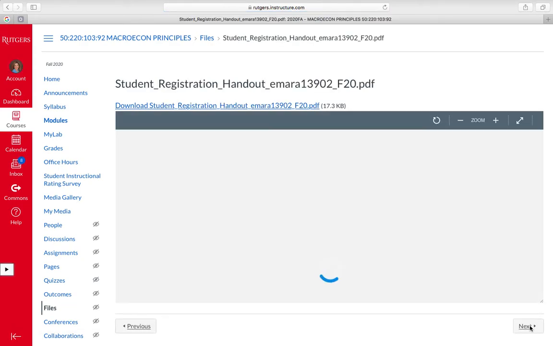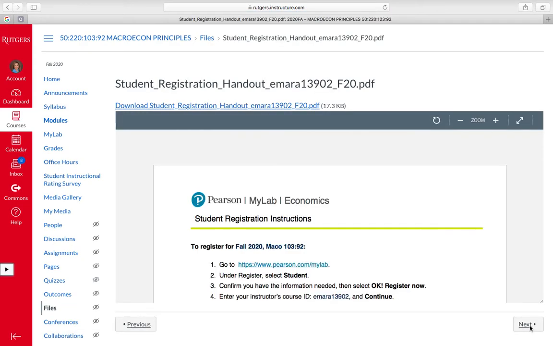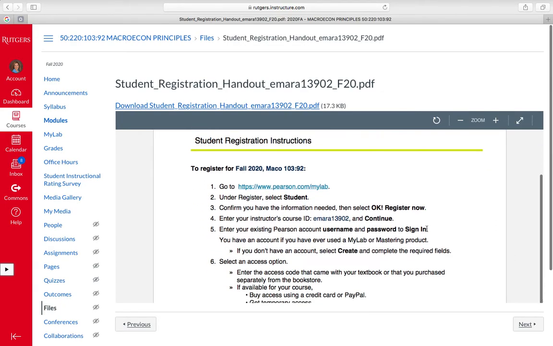Also on the course essentials, you would find the registration handout. So to register for the MyLab, just go to the website of Pearson. You register under student, okay, register now, and you really need this course ID to continue, okay? So make sure that you have your course ID.